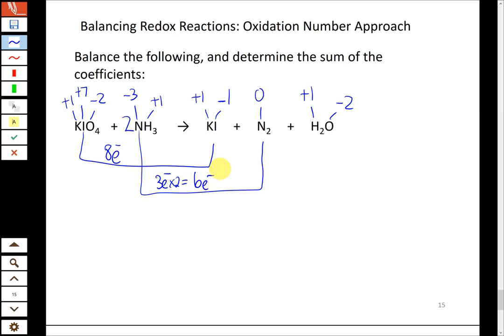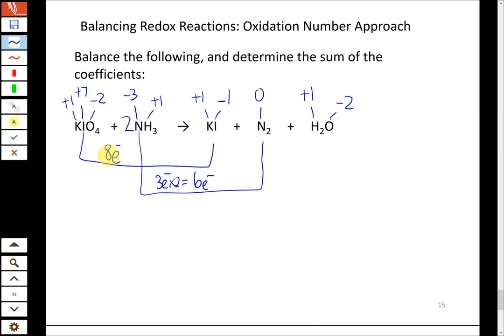So right now the electrons are not balanced. We have 6 electrons for this. This is the oxidation part, and then for the reduction part we have 8. So we have to make sure that those number of electrons are the same. So how do we make those the same, 6 and 8? What factors can we multiply by to get them the same?